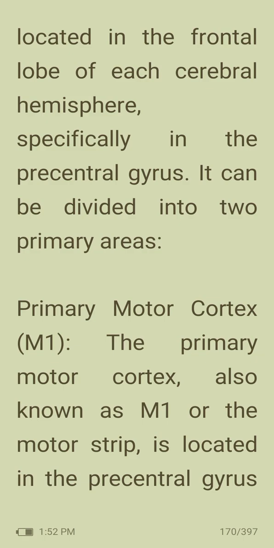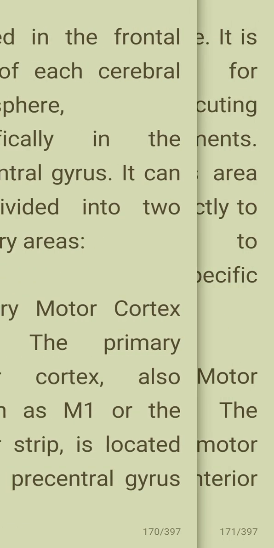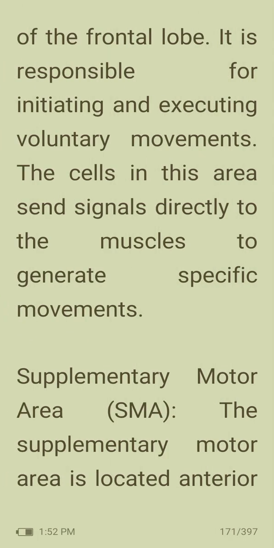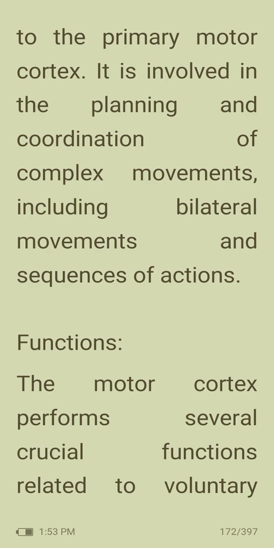First, primary motor cortex. The primary motor cortex, also known as M1, or the motor strip, is located in the precentral gyrus of the cerebral frontal lobe. It is responsible for initiating and executing voluntary movements. The cells in this area send signals directly to the muscles to generate specific movements. Then supplementary motor area, or SMA. The supplementary motor area is located anterior to the primary motor cortex. It is involved in the planning and coordination of complex movements, including bilateral movements and sequence of action.